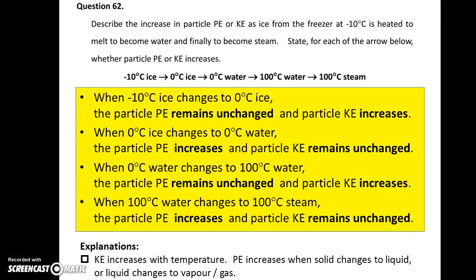Question 62. When ice at -10 degrees Celsius changes to ice at 0 degrees Celsius, there's no change in potential energy, but the kinetic energy increases. When ice changes to water at the same temperature, the potential energy increases, but kinetic energy remains unchanged. When water increases in temperature, the potential energy does not change, but the kinetic energy increases.